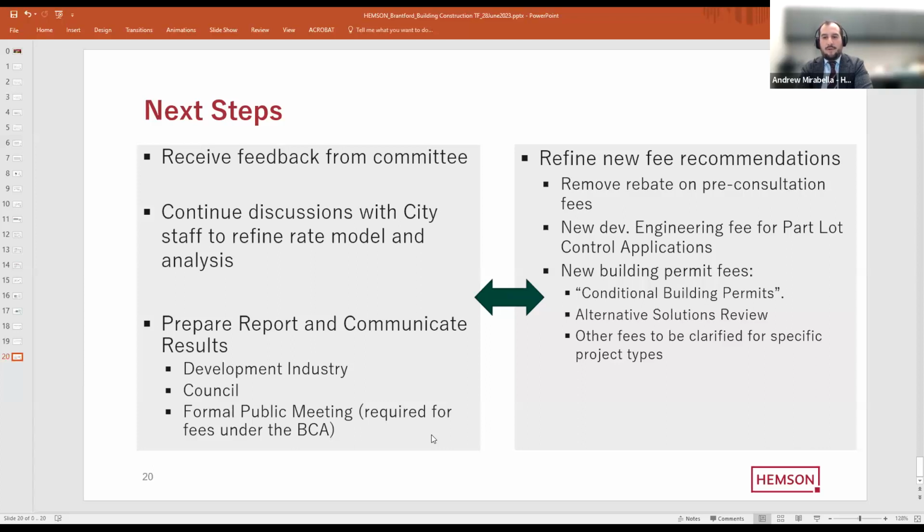There's a couple recommendations for new fees at this point, or adjustments to the fees, which we'll be looking at, and part of which is, one, removing the rebate on pre-consultation fees, which are currently applied against any application that gets submitted. We'll be introducing a new development engineering fee for part law control applications, which they're involved in, and looking at some new building permit fees for conditional permits and alternative solutions review, with some modifications to the bylaw to make sure other fees are captured within the rates that are set.